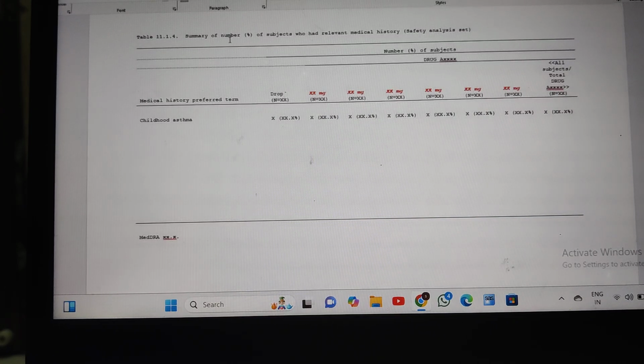Okay, so this is the summary of the number of subjects who had relevant medical history, safety analysis set. Okay, so if you can see here, they mention the safety analysis set. What is the safety analysis? SAFFL. What is the safety analysis flag? We have discussed in the ADSL, right?